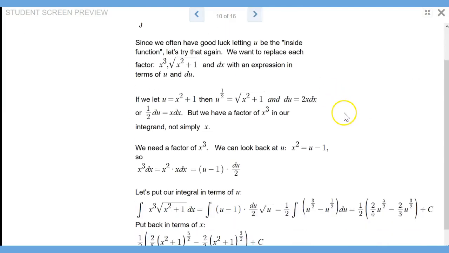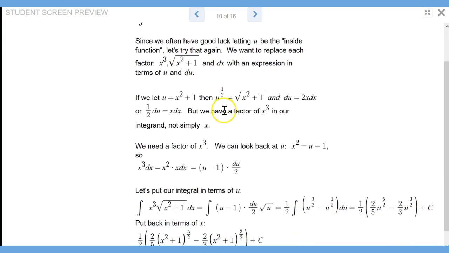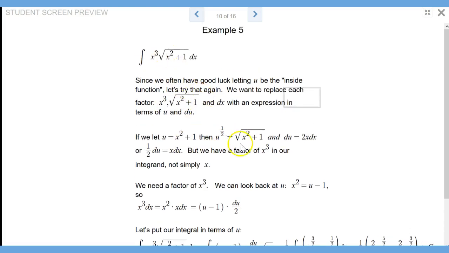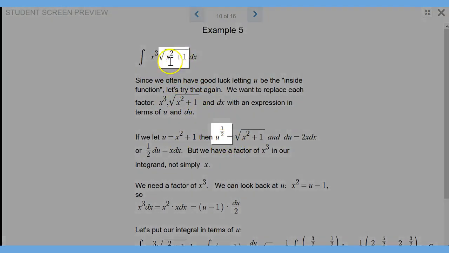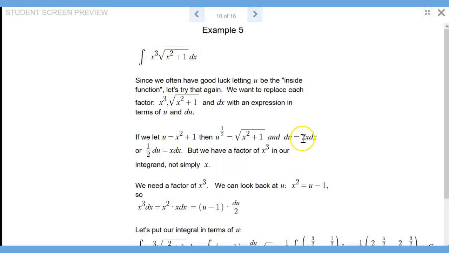Here's another example. It's a little more complicated. So again, we've had good luck with whenever we have an inside function letting that be u. So let's try that. So if we let u equal x squared plus 1, then how do we find du? Du is 2x dx, right? So then I would have u to the 1/2 replaces the square root. I have 2x dx is equal to du, which means 1/2 du is equal to x dx.